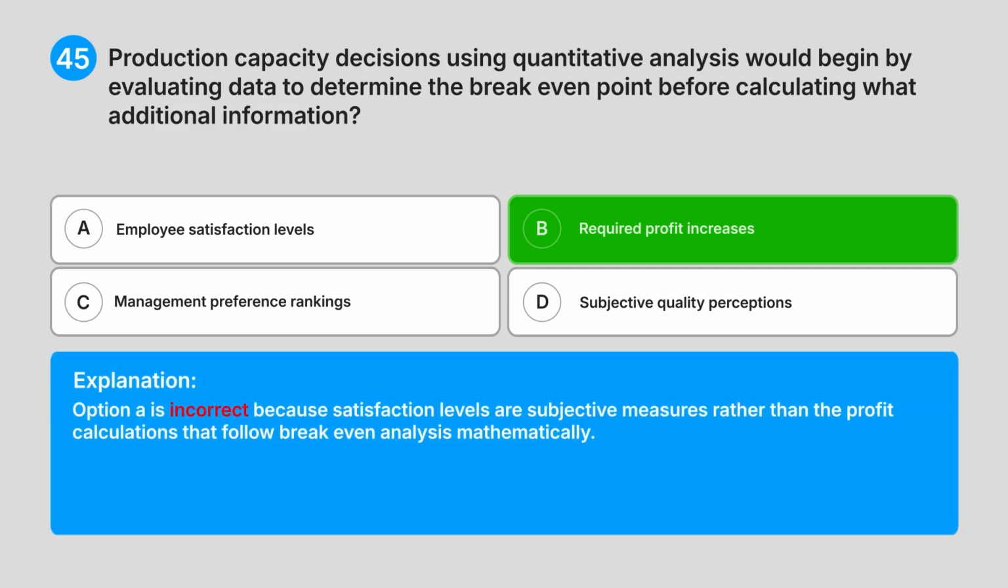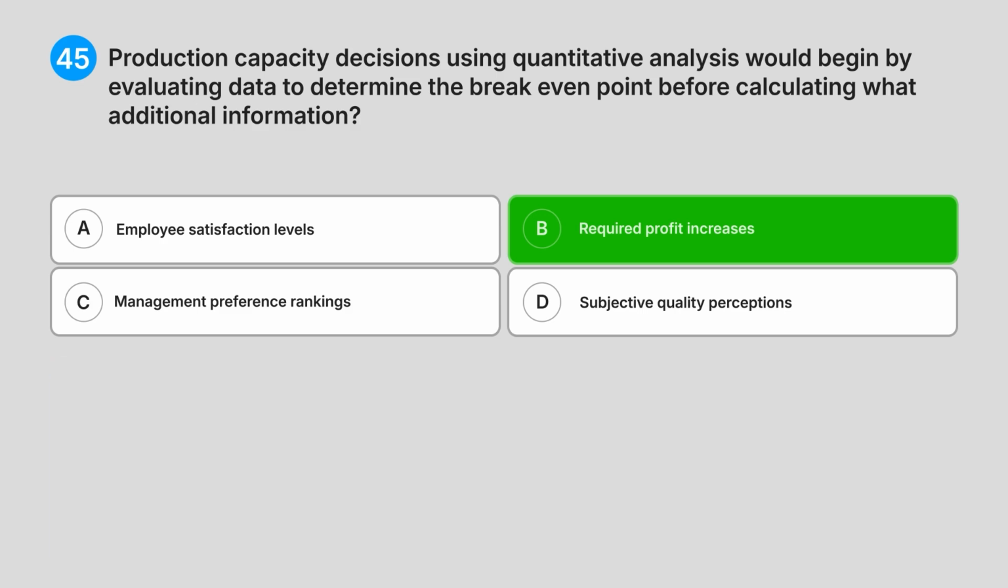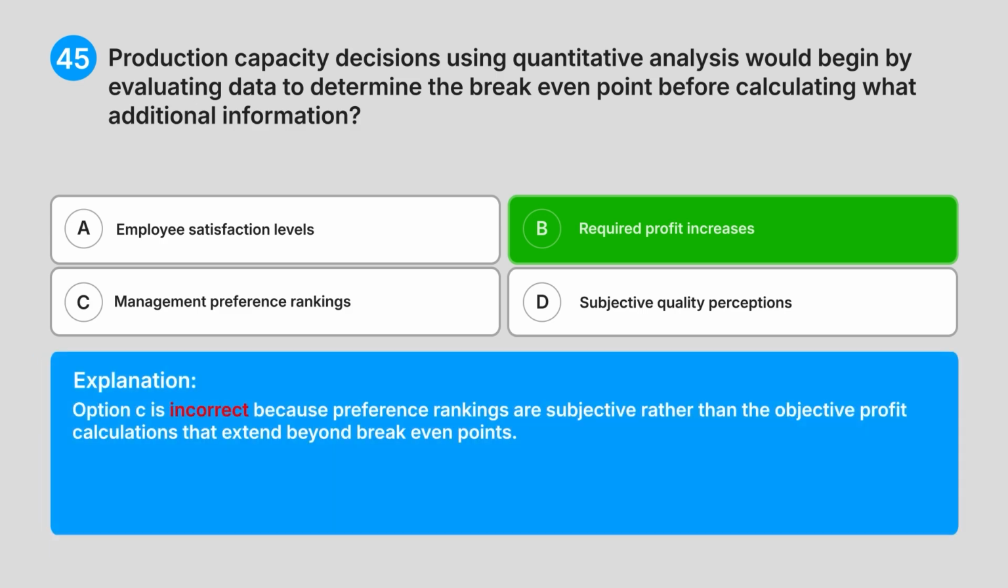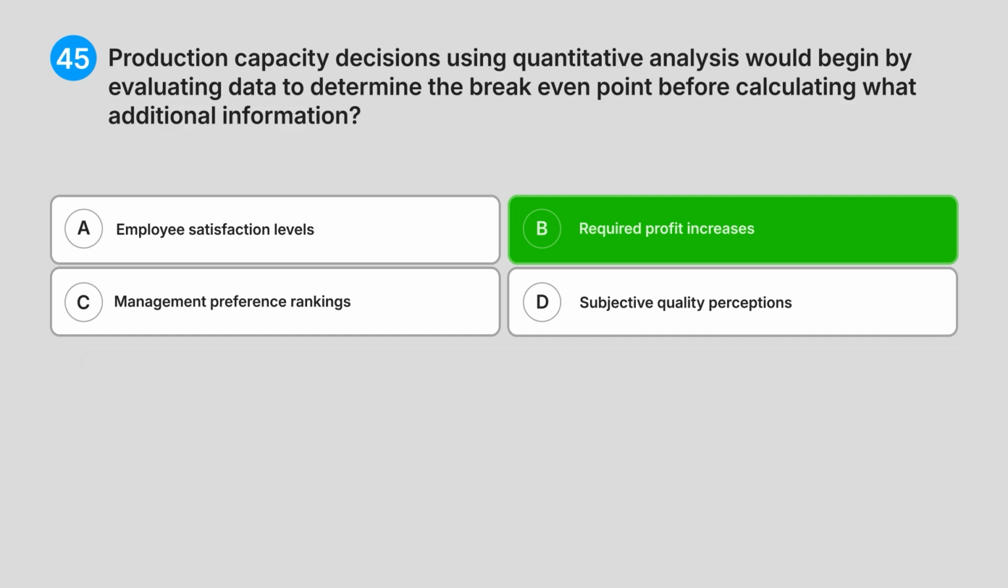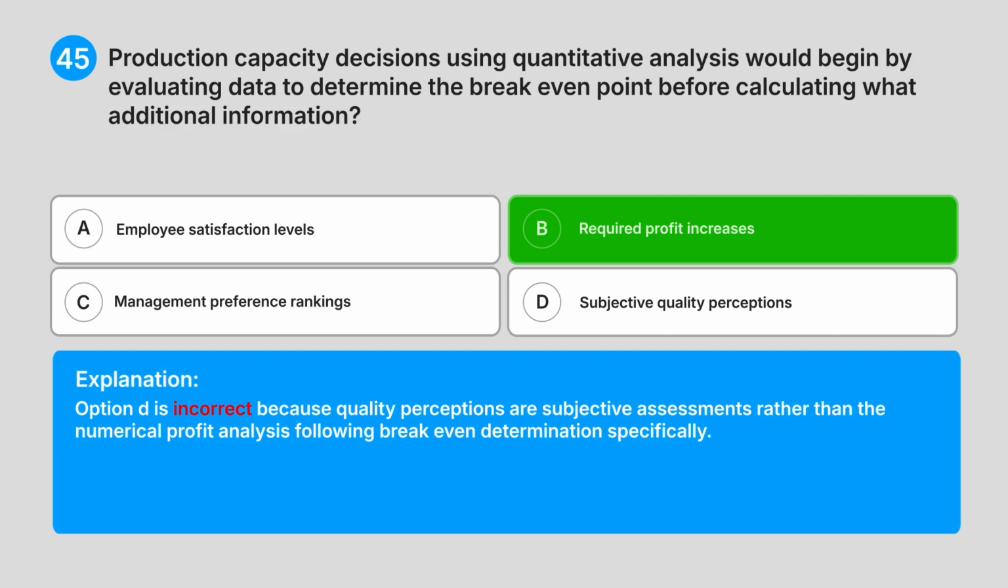Option A is incorrect because satisfaction levels are subjective measures rather than the profit calculations that follow break-even analysis mathematically. Option C is incorrect because preference rankings are subjective rather than the objective profit calculations that extend beyond break-even points. Option D is incorrect because quality perceptions are subjective assessments rather than the numerical profit analysis following break-even determination specifically.